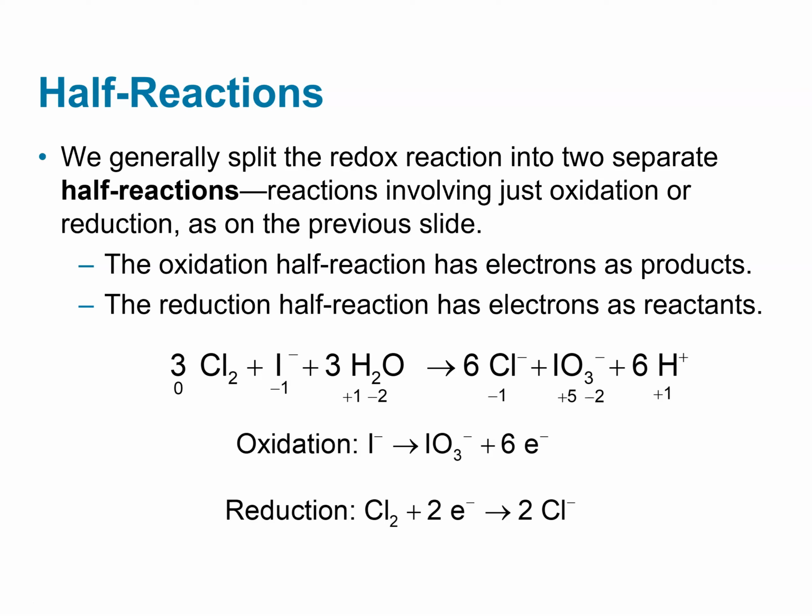When we're dividing these into half reactions, the oxidation half reaction has electrons in the products. Remember, OIL RIG: oxidation is loss. Oxidation half reaction is going to have electrons in the products because the reactant is losing the electrons, and so those electrons are going to be in the product. Reduction is gain, so the reduction half reaction has electrons in the reactant side.